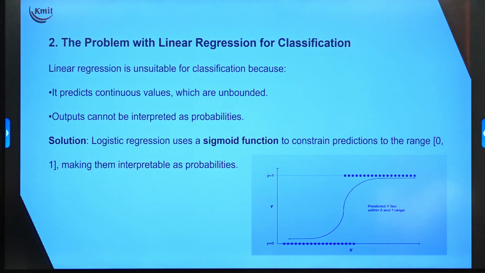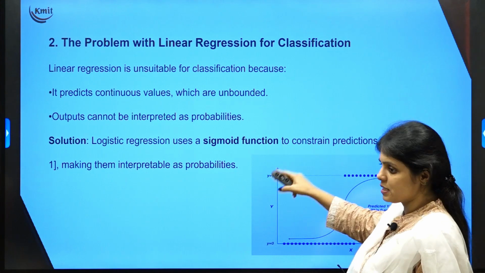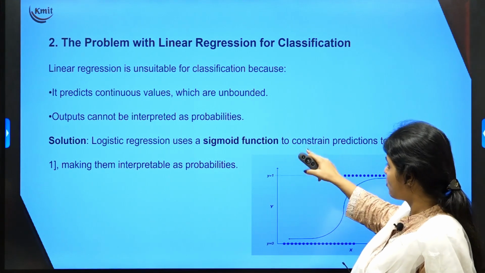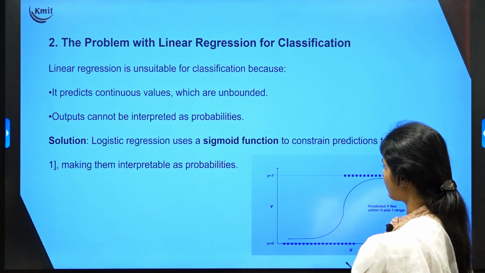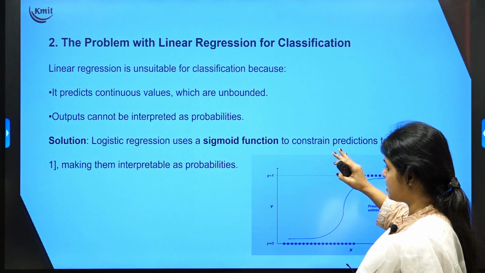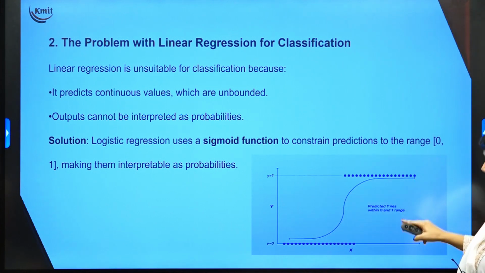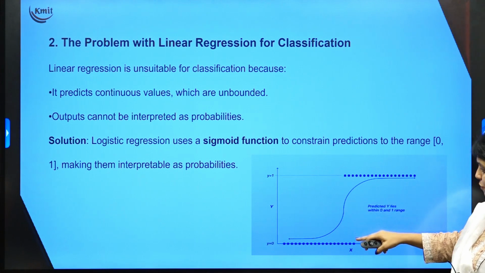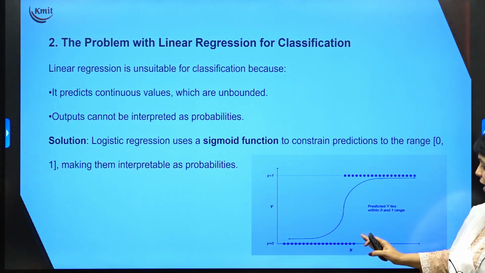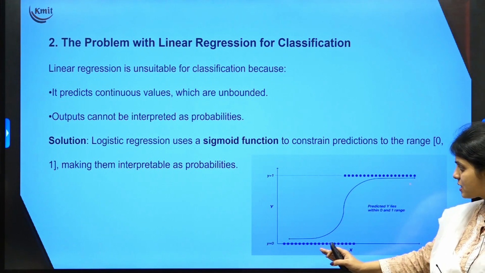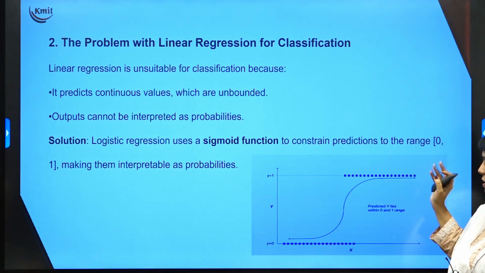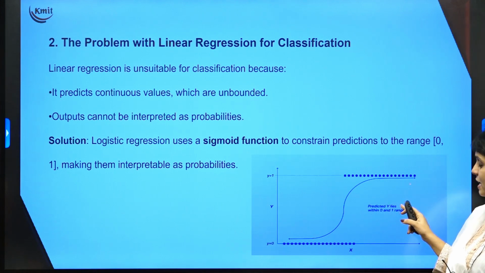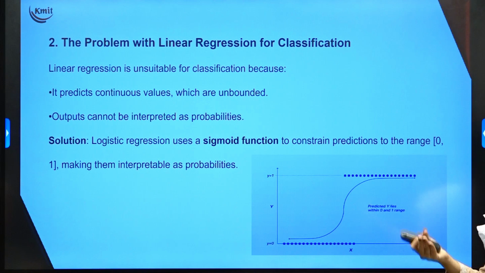So for that, we use the logistic regression algorithm, which uses the sigmoid function to constrain predictions to a range of 0 to 1, making them interpretable as probabilities. As you can see in this figure, though I have continuous values, I put a threshold at 0.5 or some value in the range, and I say any value below this comes under this category, any value above this comes under this category. So the predicted y lies within the range 0 to 1. So basically understand that logistic regression uses the sigmoid function.